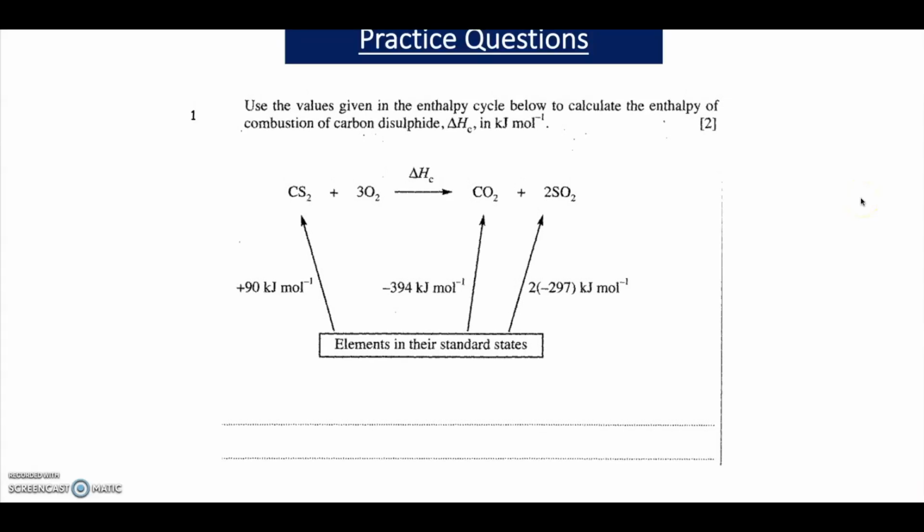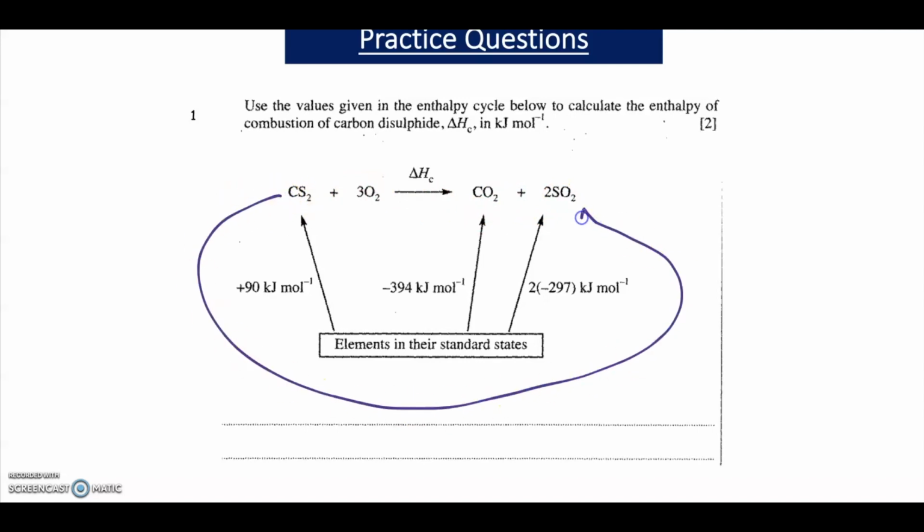Now in question 1, I have to use the values given in the enthalpy cycle below to calculate the enthalpy of combustion of carbon disulfide, delta Hc in kilojoules per mole. So I already have the enthalpy cycle or energy cycle drawn for me. So I just have to go from reactants to products here. So I'm really going from the CS2 and O2 to my products, CO2 and 2SO2. And it doesn't matter if I go in 1 step or a number of steps, the enthalpy change is the same.